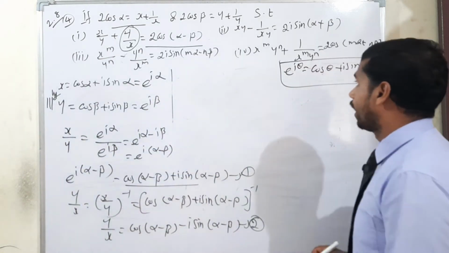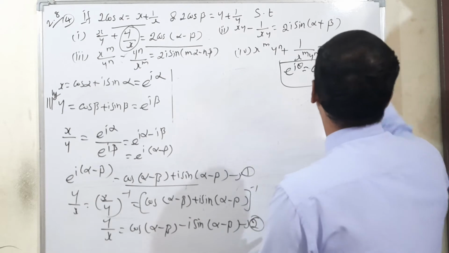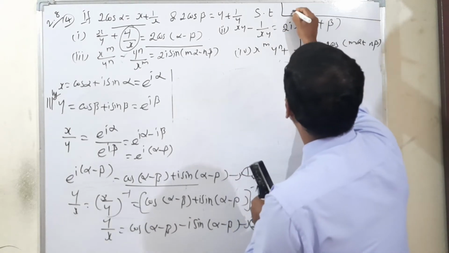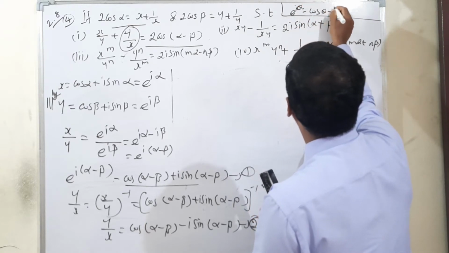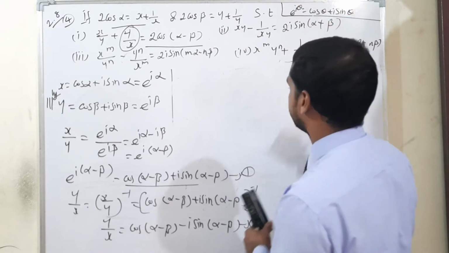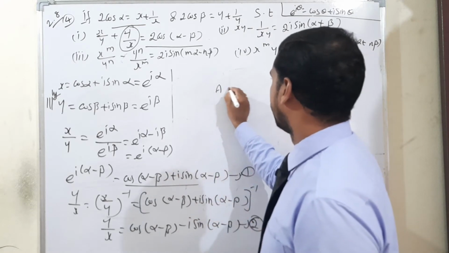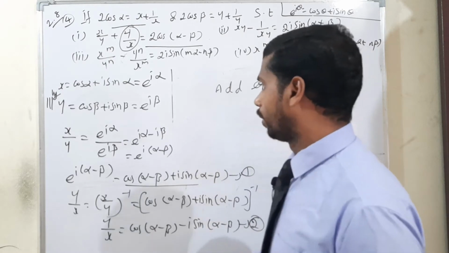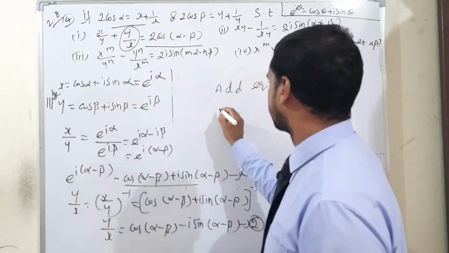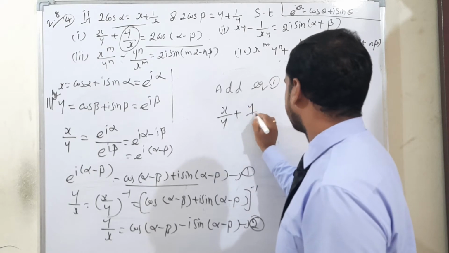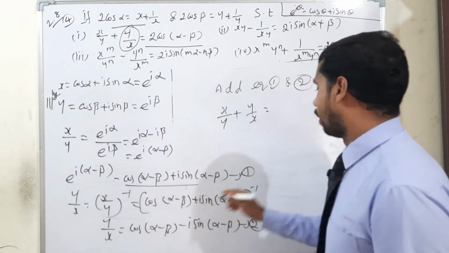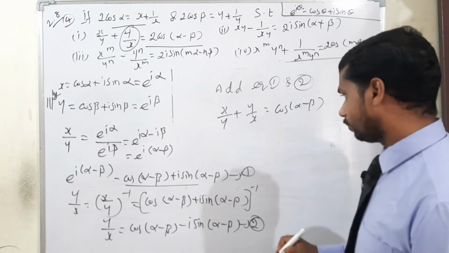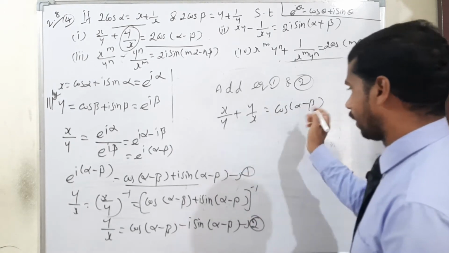So add equation 1 and 2. Add, otherwise this step I will write it there. Okay. e to the power i theta is equal to cos theta plus i sin theta. Add equation 1 and 2. What will happen? Equation 1 and 2, x by y plus y by x is equal to cos of alpha minus beta. Otherwise, okay, I will write each and every one.